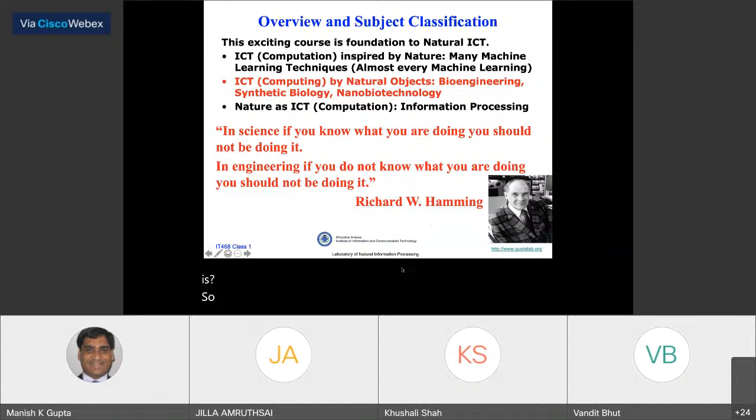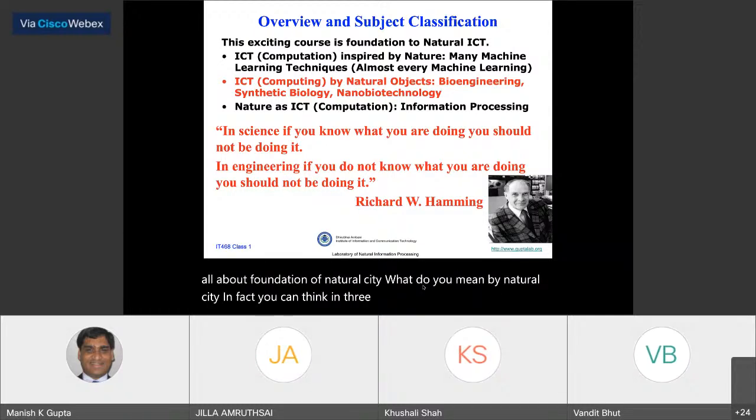In this course, when we say natural ICT, this course is all about the foundation of natural ICT. What do you mean by natural ICT? You can think in three ways. One, ICT or computation is inspired by nature. You look at the nature around you and get inspiration for an algorithm. Can you create a new algorithm out of it? There are plenty of examples. In fact, many machine learning techniques come from nature only. For example, artificial neural networks: you observe the neural networks inside the brain and you come up with an artificial neural network. So many examples are there in machine learning.